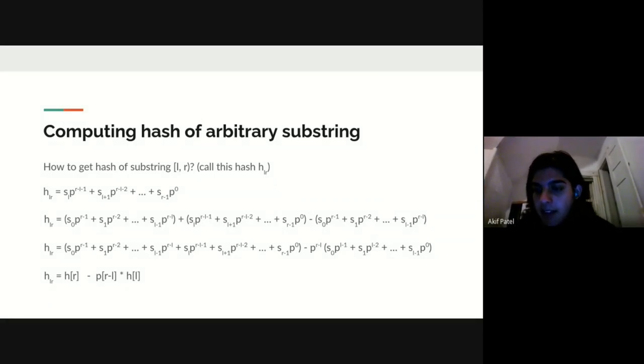In a sense, what's happening is we're computing the hash from R minus 1 to 0, and then we're subtracting out the L side from L minus 1 to 0. But we're not actually physically doing that. That's what's happening under the hood, but all we're doing is using the values that we have already and subtracting those out. So that's why it only takes one time. But yeah, that's basically what's happening. This P to the R minus L thing is just needed to shift the values, basically.